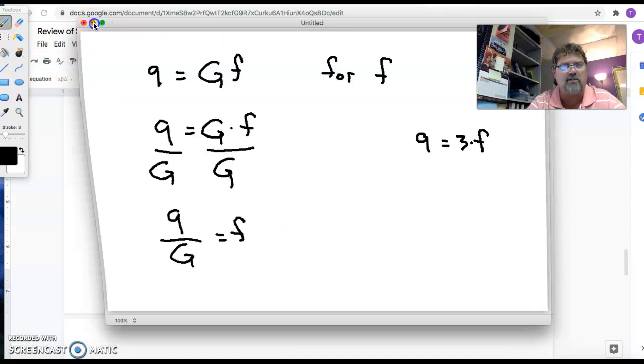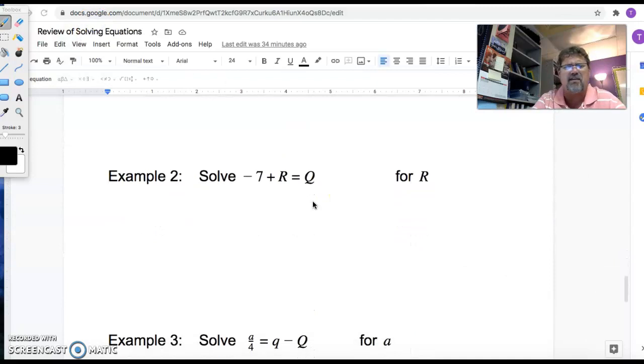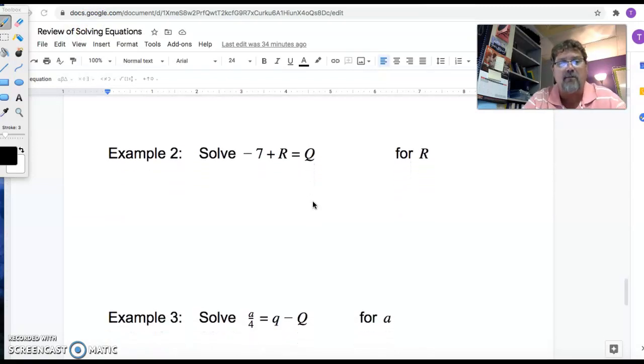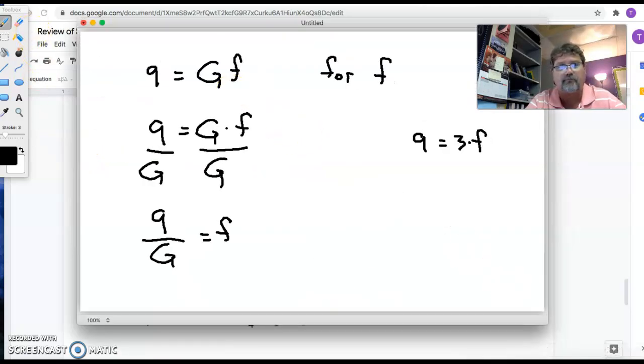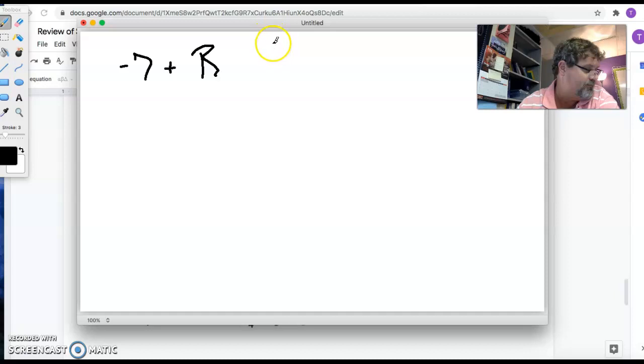Okay, let's go to example 2 and see what we have to do here. I want to get all these into one video because they're one or two steps. They're not real complicated. We have negative 7 plus r is q, and we're solving for r. This one is a one step as well. Negative 7 plus r is q, and solve this thing for r.